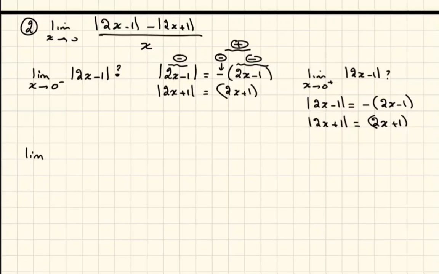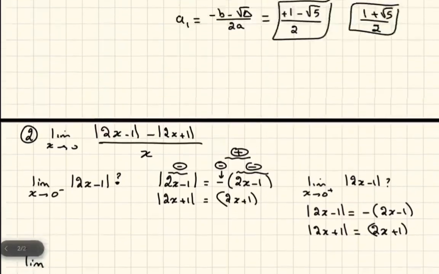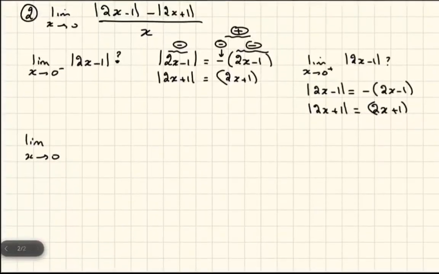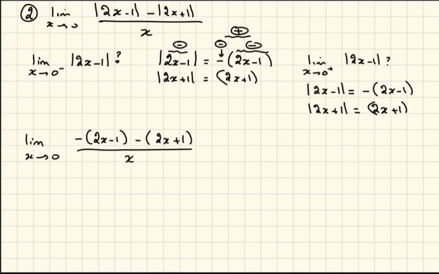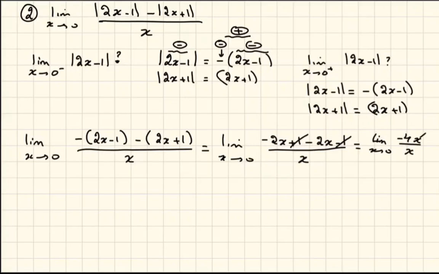Now, to find the limit as x approaches 0, in both cases the 2x minus 1 will become minus 2x minus 1. So I will write instead of it minus 2x minus 1, and the other one just remove the absolute value and write it in parentheses. Let's distribute and evaluate. Clearly these will cancel, so you get limit as x approaches 0 of negative 4x over x. When you cancel, you'll get minus 4.